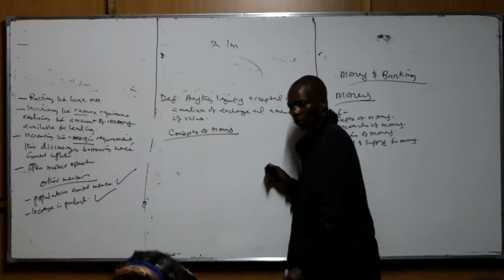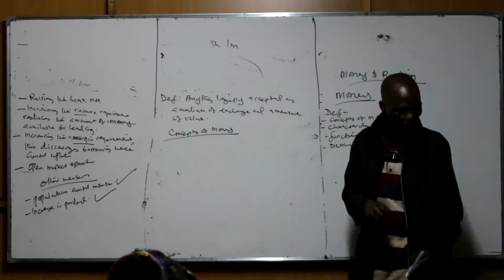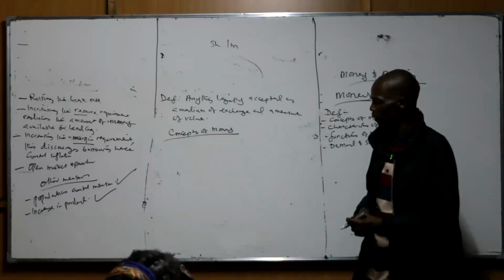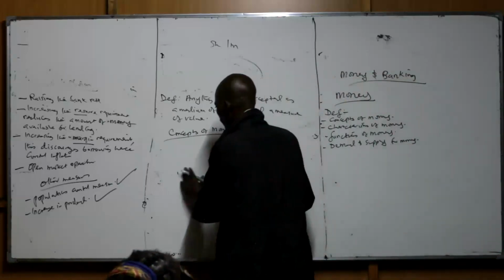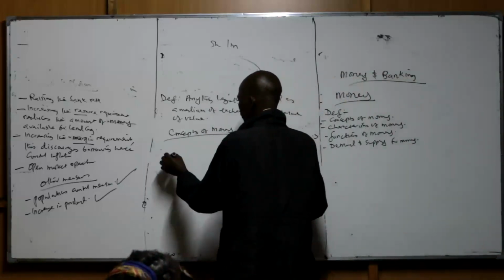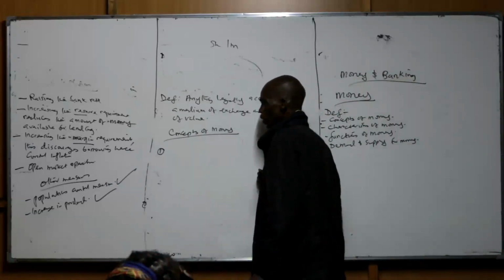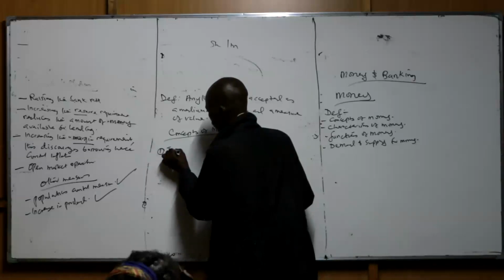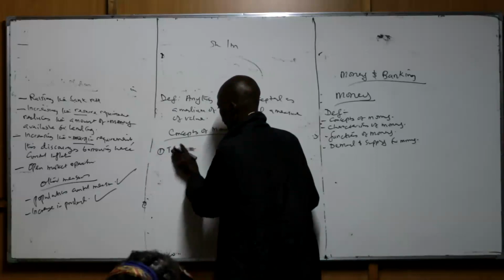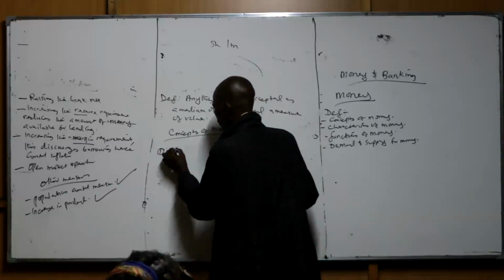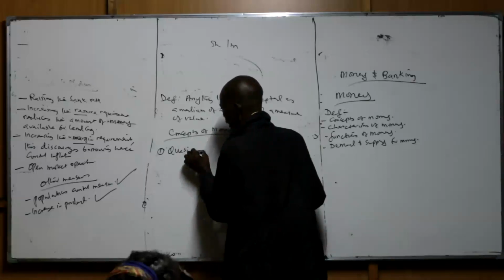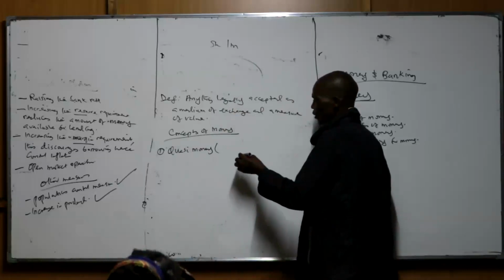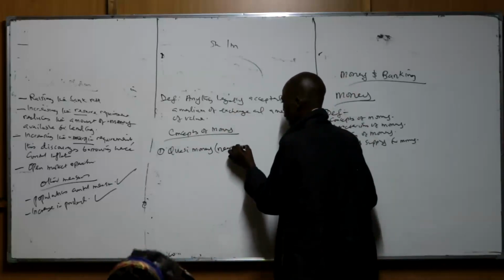We have so many concepts of money, so we shall be able to look at each of those concepts. We can talk about token money, which is one side. Quasi money. You can also talk about near money.